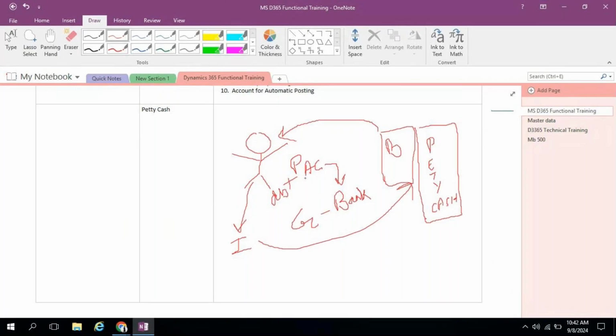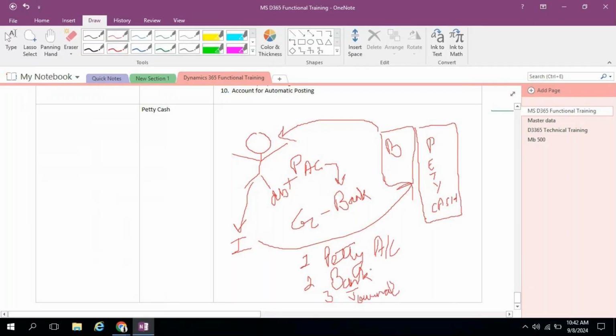So always remember like this. Okay, what type of entry it is, and which entry is going to be added, which entry is going to be updated, and which entry is going to be credited. So for that, what is my first requirement? I should have a petty cash account. I should have a bank account. Third, I should have a journal from where I am going to transfer.